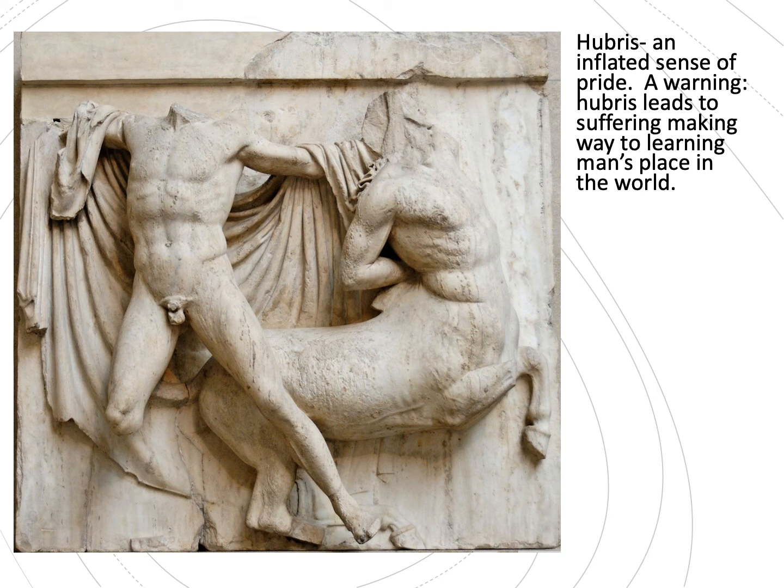Hubris is a concept that we see a lot in Greek art that warns against an inflated sense of pride. The Greeks are always trying to achieve arete. And because they're always trying to achieve arete, it's easy when you're striving for perfection to get a big head when you're successful at perfection. And so they also warn against this concept of hubris. Their warning is that hubris leads to suffering, making way to learning man's place in the world.